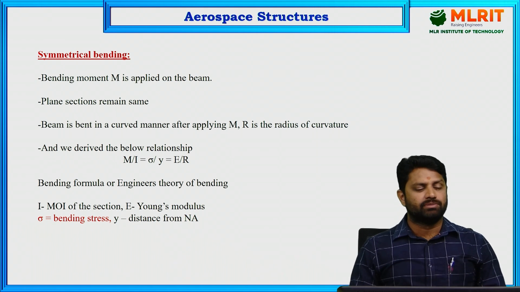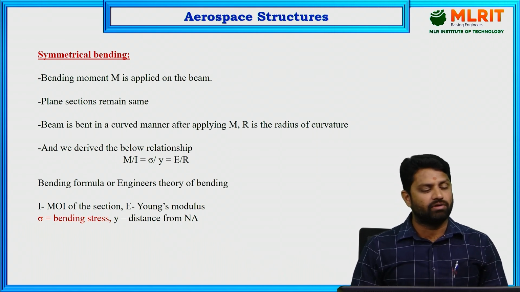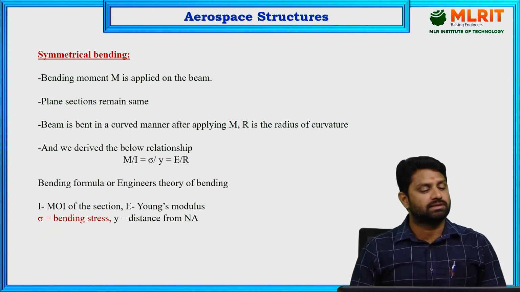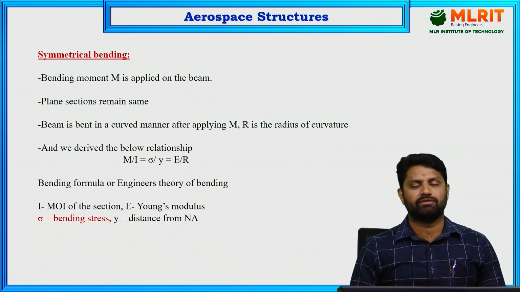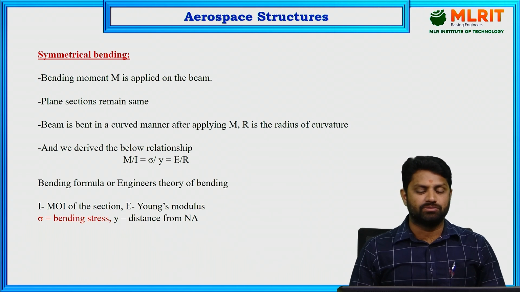Again, for symmetrical bending, here is a glimpse of this slide. A bending moment M is applied on the beam, and the assumption we consider is that plane sections remain plane. The beam bends in a curved manner after applying the bending moment M, in which R is the radius of curvature, and we get the relationship M by I equals sigma by y equals E by R, in which I is the moment of inertia of the section, E is the Young's modulus, sigma is the bending stress, and y is the distance from the neutral axis.